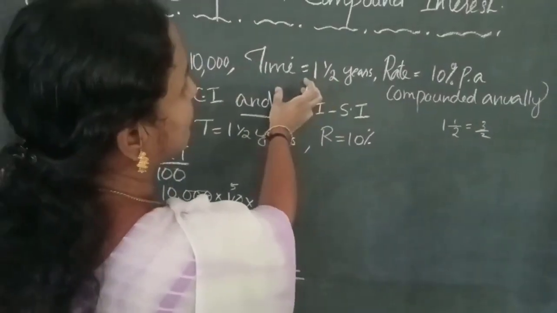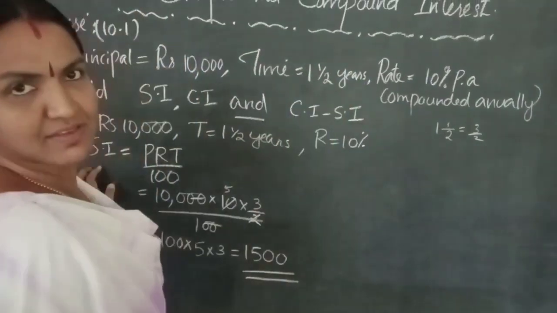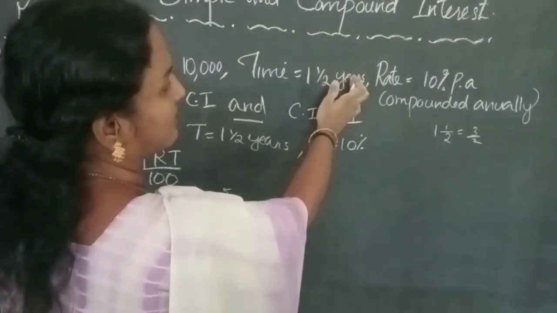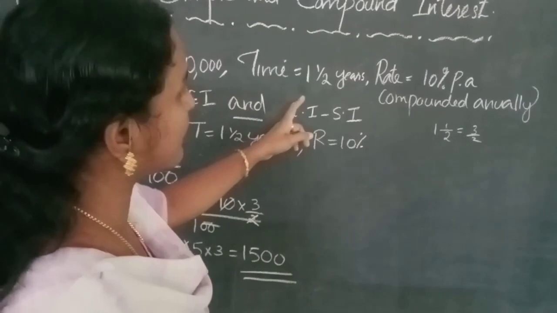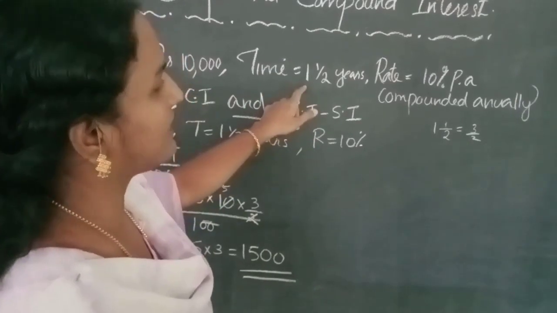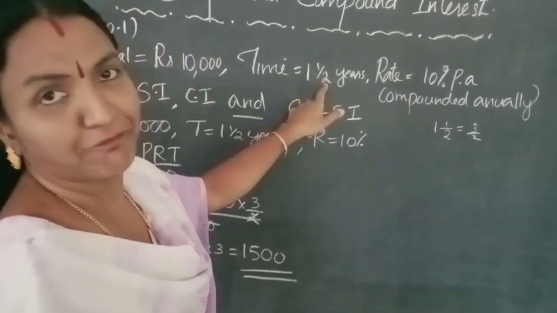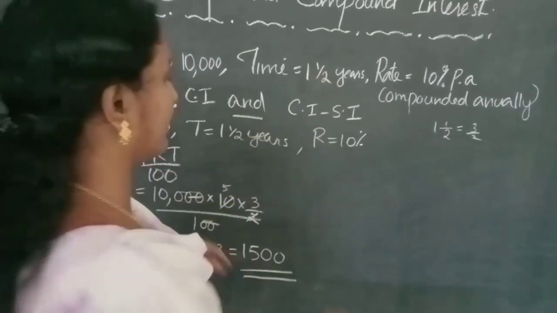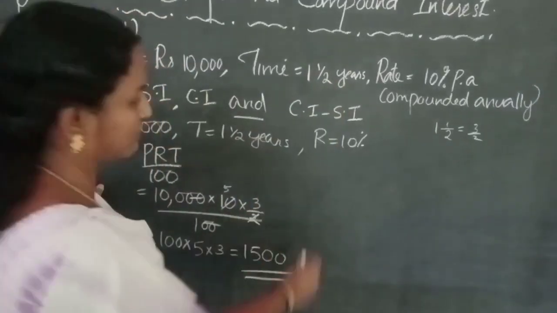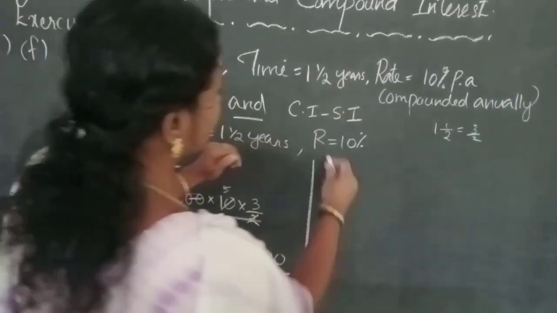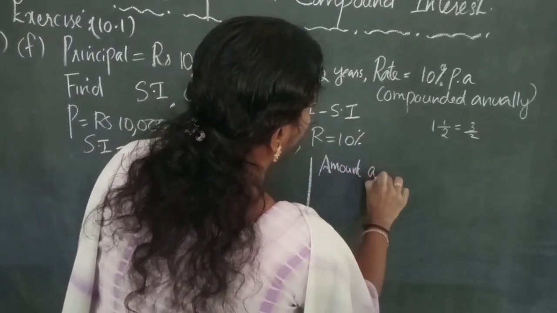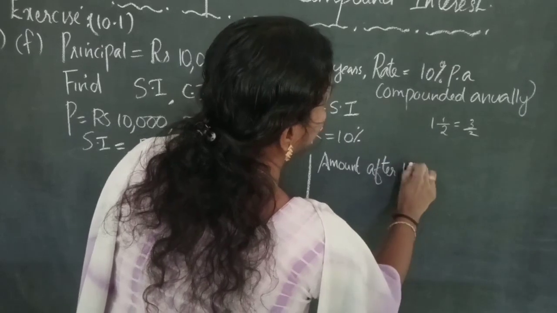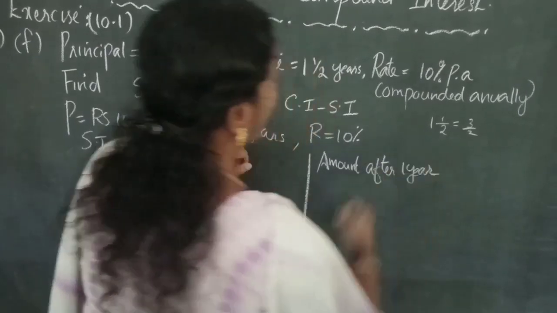Here the time is 1.5 years. So first you have to find the amount after 1 year. Then after that you have to find the amount for half year. Okay. Here separately you have to find the amount. So first, amount after 1 year.